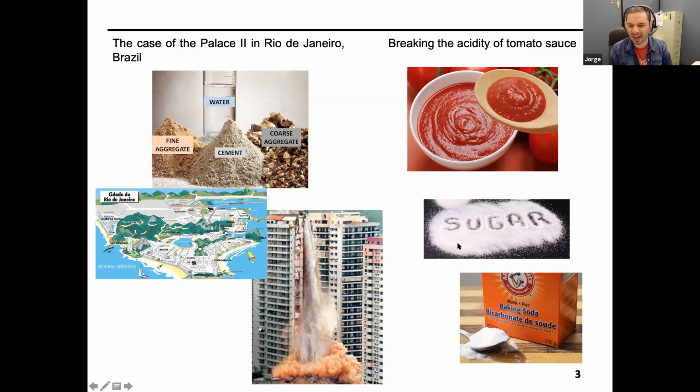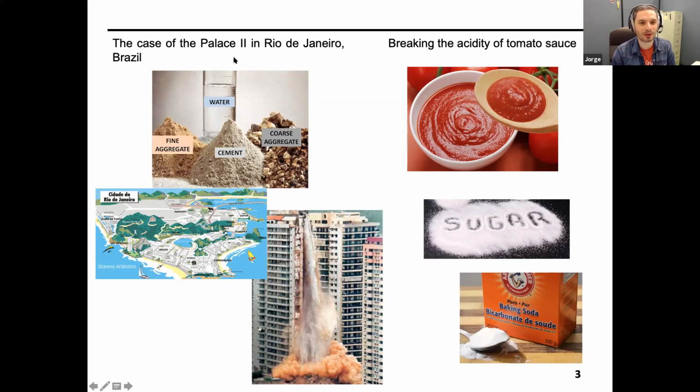Sugar will only mask the acidity of tomato sauce. A good cook will add a little bit of baking soda, which is sodium bicarbonate, to the tomato sauce to break up the acidity of the tomato sauce. Okay, so we will try to understand why sodium bicarbonate is successful to achieve that.